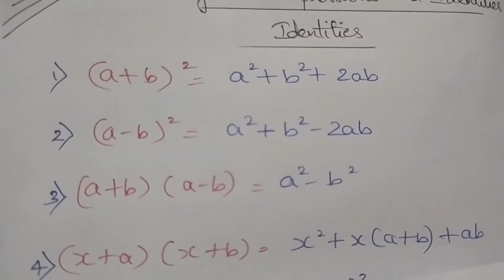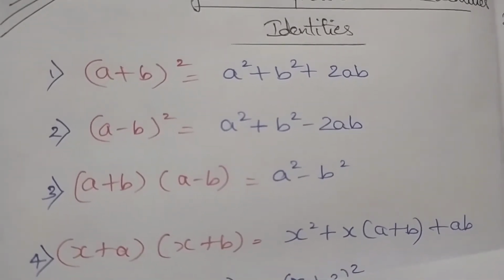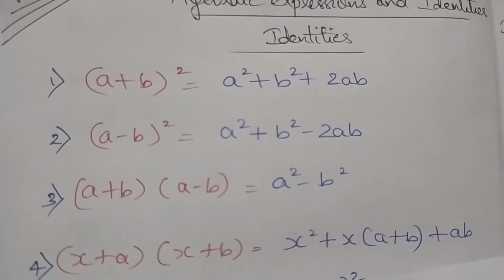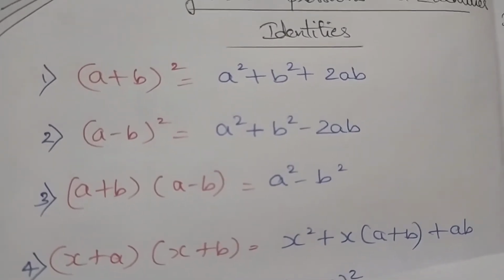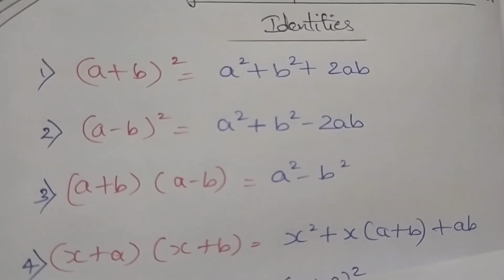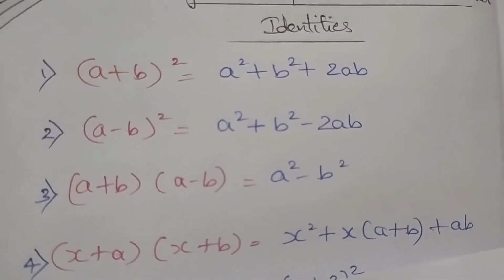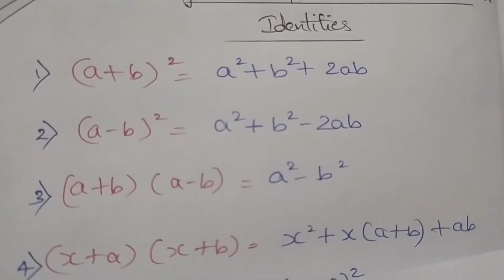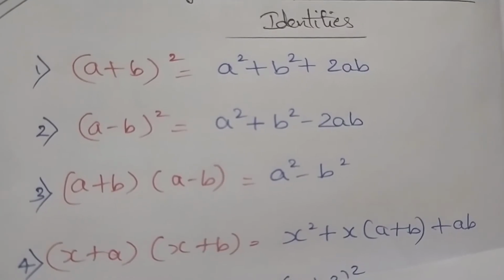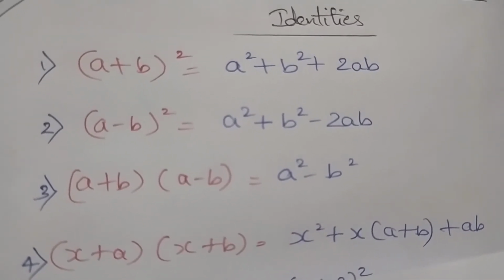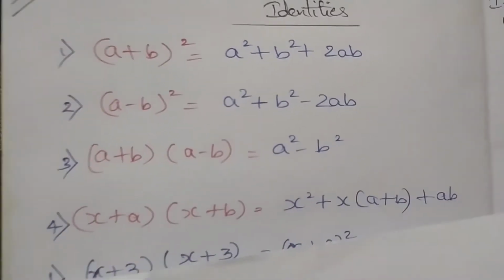So, you have to remember these identities, children, which says a plus b the whole square is equal to a square plus b square plus 2ab, a minus b the whole square is equal to a square plus b square minus 2ab, a plus b into a minus b is a square minus b square, x plus a into x plus b is equal to x square plus x into a plus b plus ab.